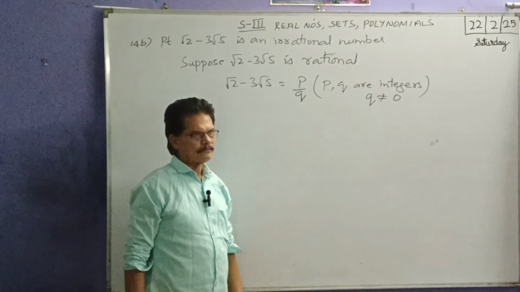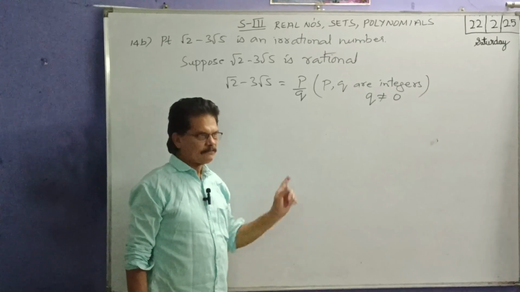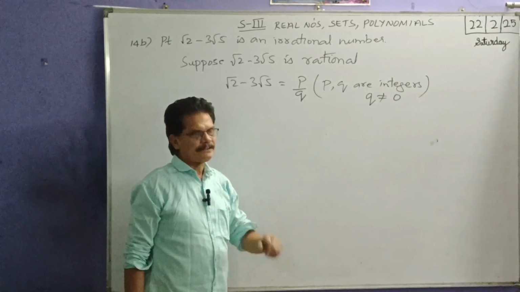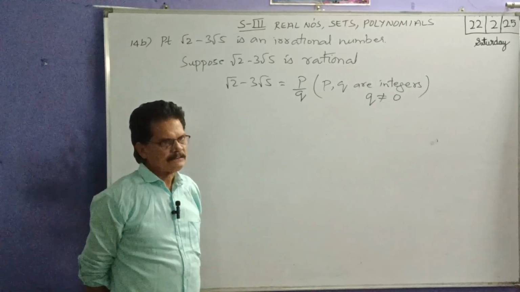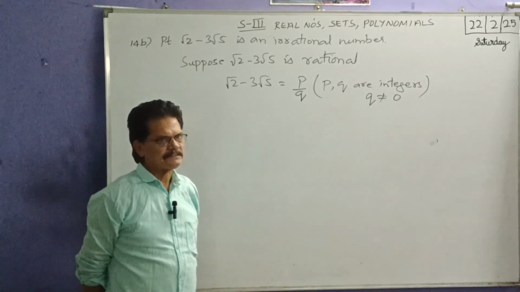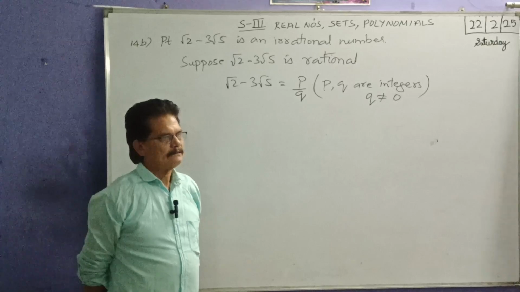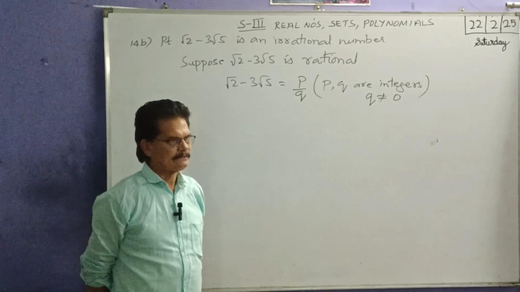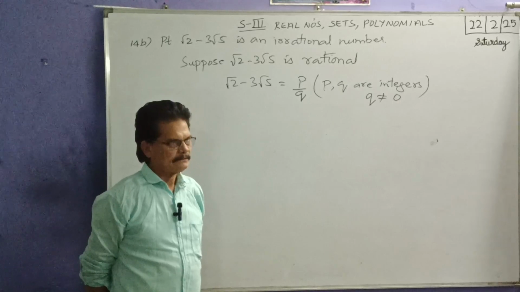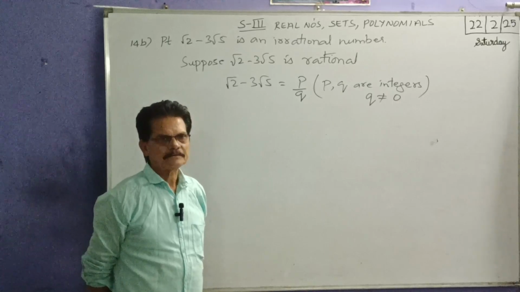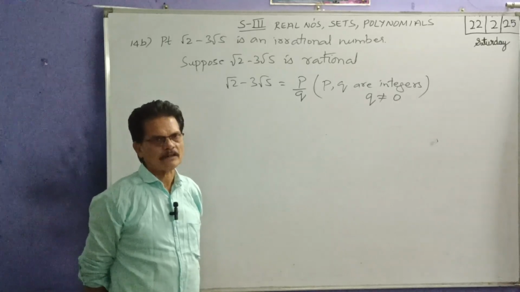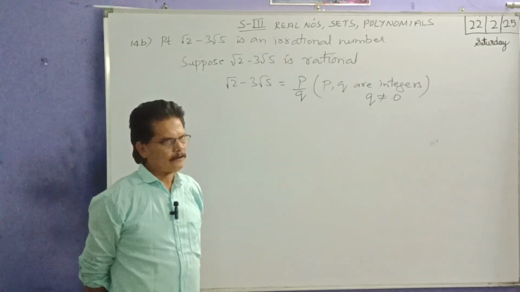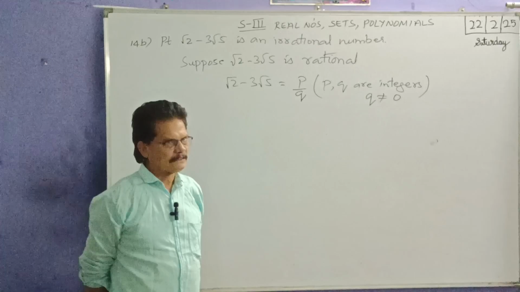Why should q not be equal to 0? If q is 0, then its value would be an undefined value, that is infinity. Lakh by 0, how much? Infinity. 10 lakhs by 0? Infinity. 1 by 0? Infinity. Anything by 0? Infinity. So q cannot be zero. If it has to be a rational number, q cannot be zero. So the statement is understood.